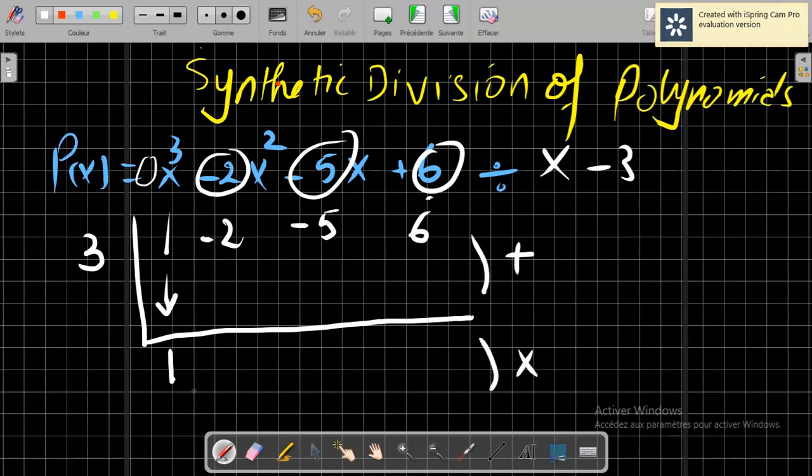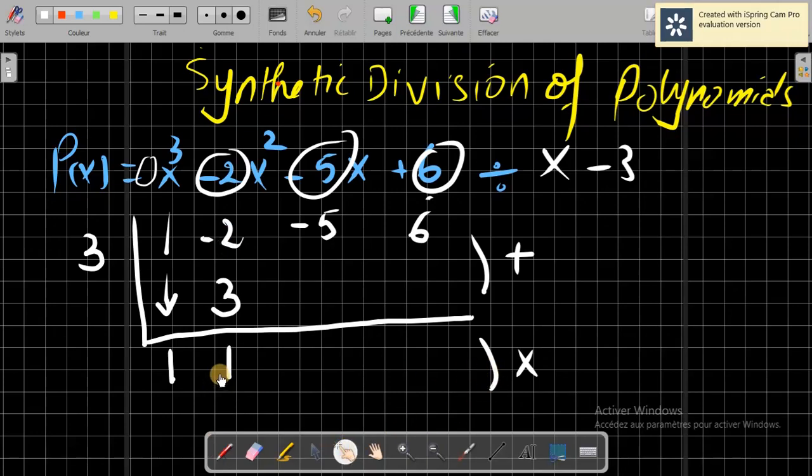If we are proceeding inside, we need to add, and if we are proceeding outside, we need to multiply. So first, you multiply 1 by 3. The result is 3, and you write it here. Then inside the lines, you need to add vertically these coefficients to each other. So 3 plus -2 is equal to 1. I write the 1 here.